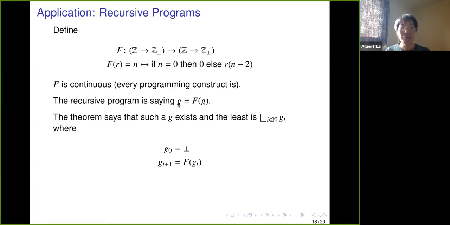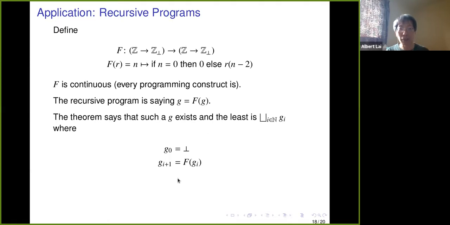And so my recursive program is really just trying to say G equals F of G. I want to define G in terms of F of G. Can I do that? Is this a valid definition? Is this well defined? What are the solutions? Is there a solution to this equation? And is there a least solution to this equation? And the theorem says yes, such a G exists. There exists a G satisfying the equation, and here's one of them.